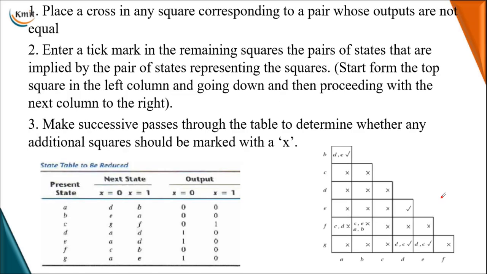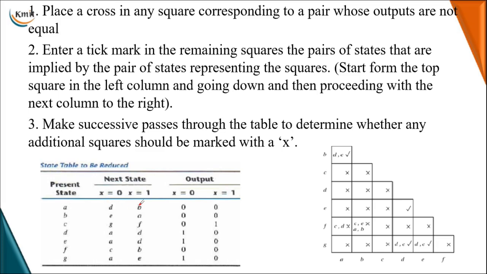Now here I have given one example with its state table, with the inputs as well as the next states. In total I have 7 states, labeled A to G. These two columns are the next states and these two columns are the outputs of your sequential circuit. I have taken this example for explaining the implication table.